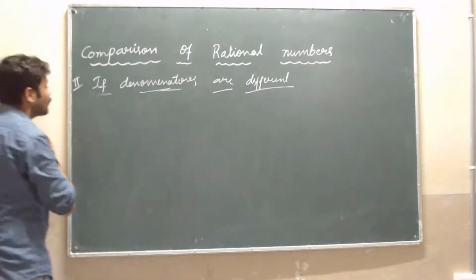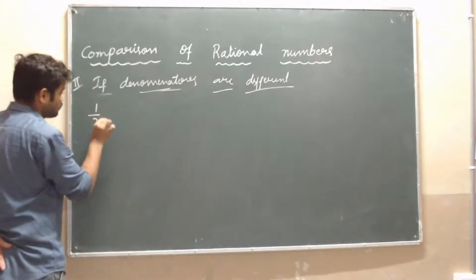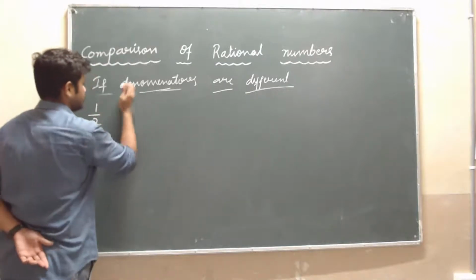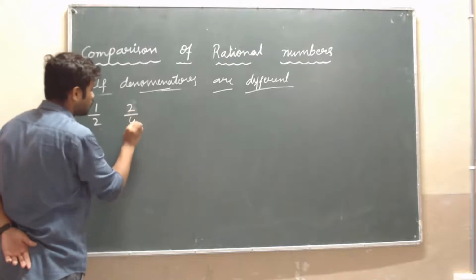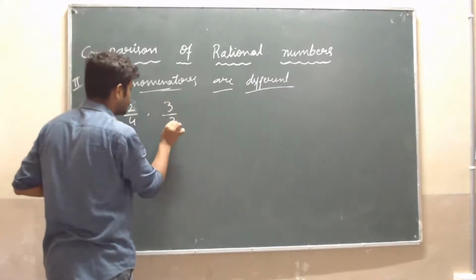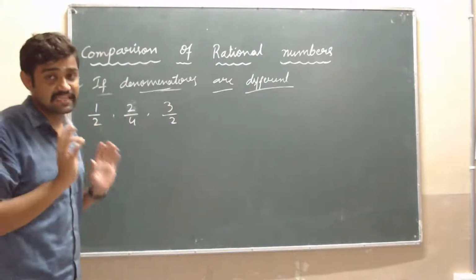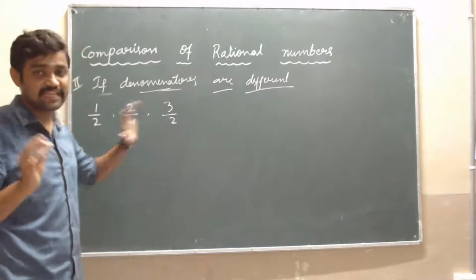Then how to compare when the denominators are different for more than 2 numbers? Take 1 by 2, comma, 2 by 4, comma, 3 by 2. Okay, see how we have to compare these 3 rational numbers.